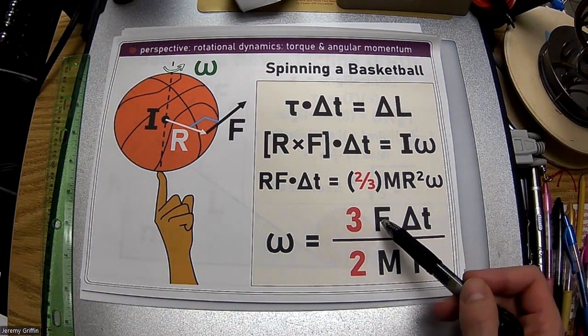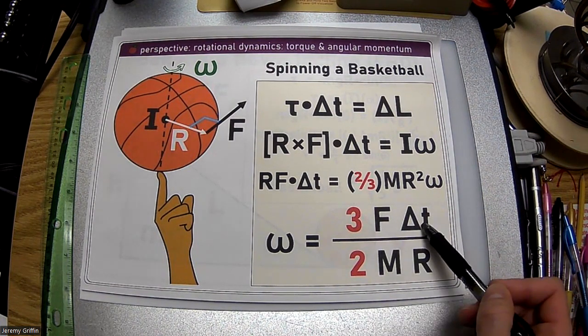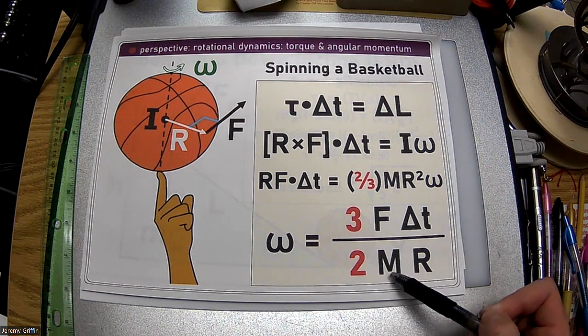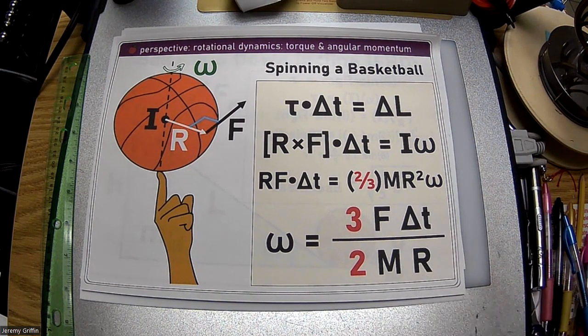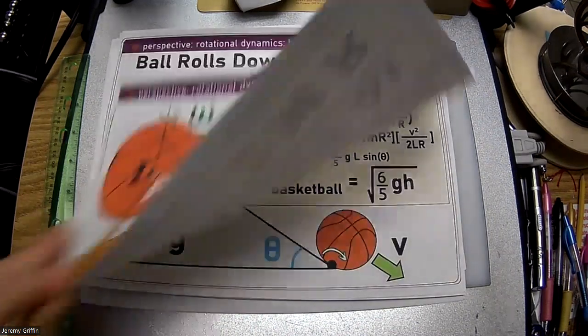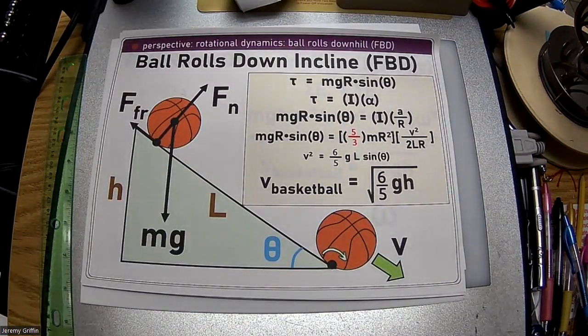We applied a 50 Newton force for 1/10 of a second, and the mass of the ball is however many kilograms, the mass of the basketball, and at how many meters radius is the basketball. Okay. All right. How about rolling downhill?